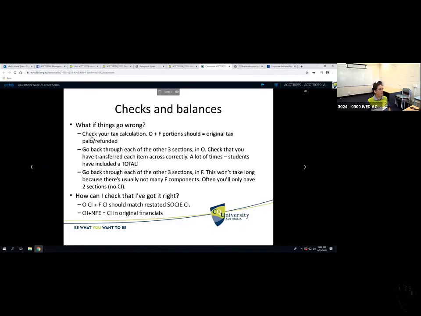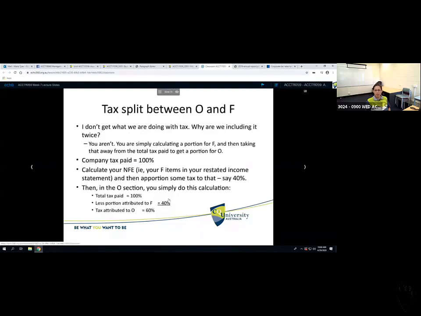then go back firstly and just check your tax calculation. Most of the time there's an error that you've made in splitting your tax between O and F. So just check that your O and your F portions equal the original 100% tax that you were paid or refunded. Check that your split between F, the 40% in this example, plus the 60% in O, does really add to 100%. And if it doesn't, go back through these steps and apportion it again.